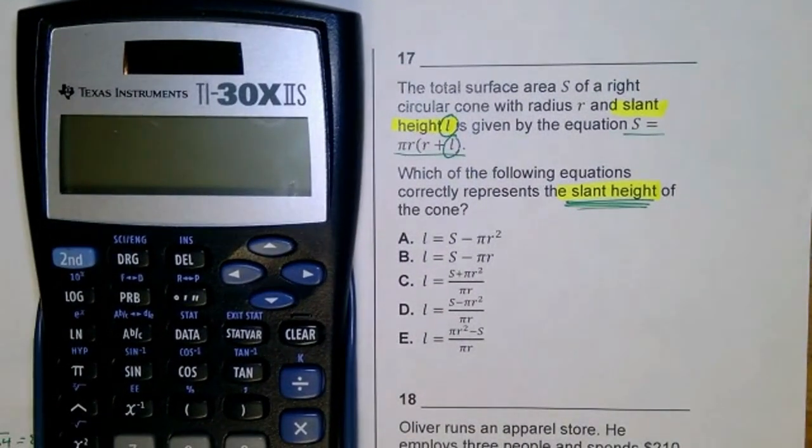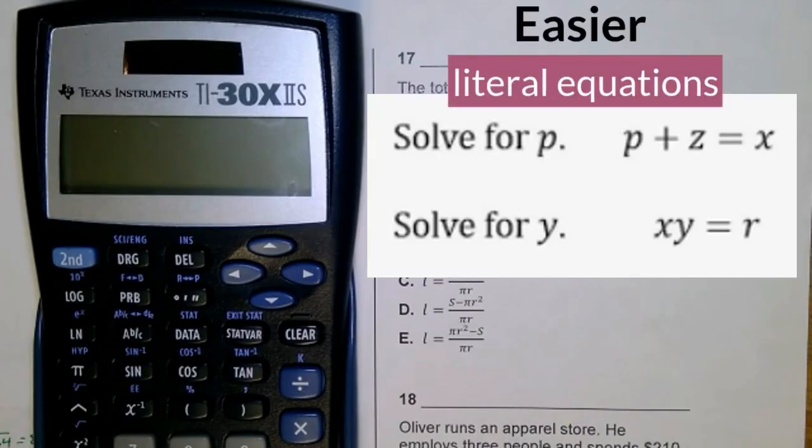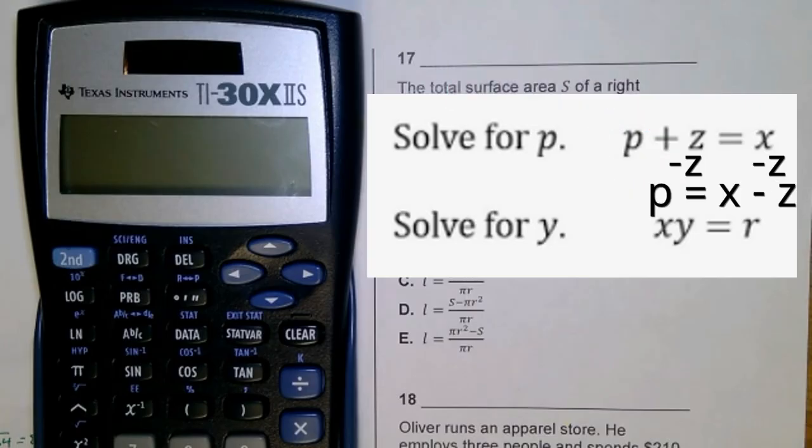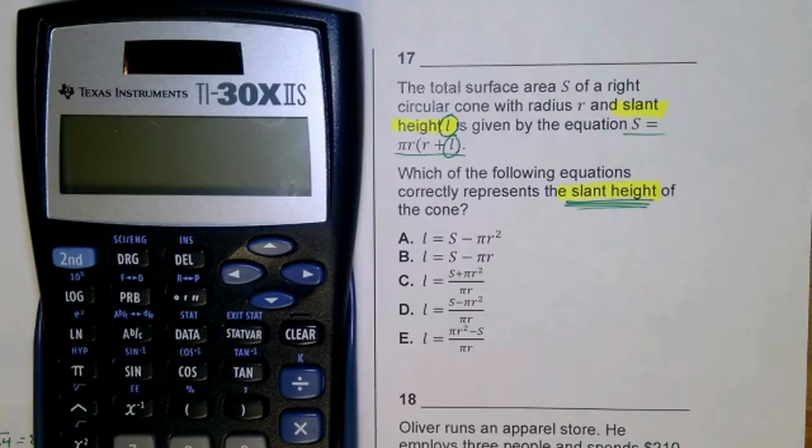Some literal equations might be relatively easy. On your screen right now, we just have to get one thing alone. In this first question, the letter P by itself, which means I'll need to move the Z to the other side. And if it's being added, opposite will subtract. In the second question, we're trying to get the letter Y by itself. Remember, if nothing is written in between two letters, it's really being multiplied. And the opposite of multiply is to divide. So this answer would be y equals r over x. Those are simple ones. Again, the one we have is a lot more complex.